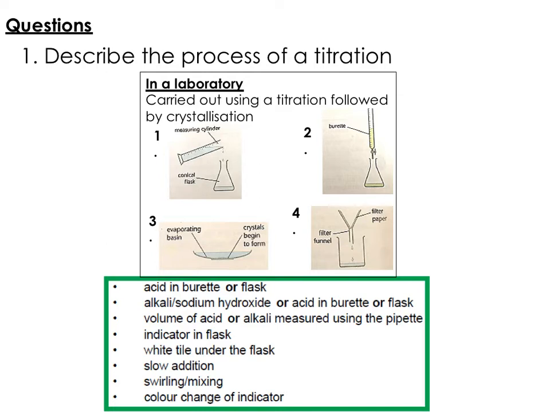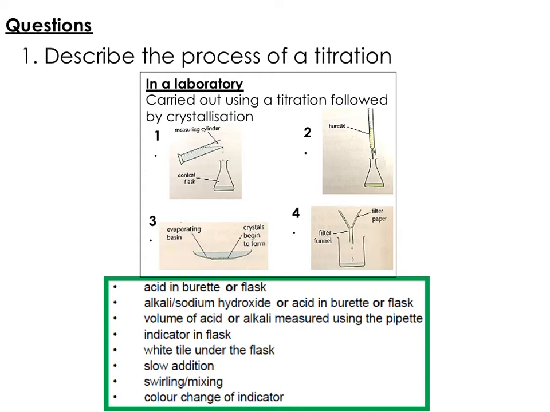Remember, the conical flask in my example here has got ammonia in it. You've got to add it slowly, and really towards the end point, and the end point is the point of neutralization, you're going to add it very slowly, so drop-wise. As you add the acid to the alkali, you should be swirling it and mixing it to ensure that all of the reactants mix. And then you're looking for a colour change. The moment the indicator changes colour, that is your end point. That is when you stop the titration.